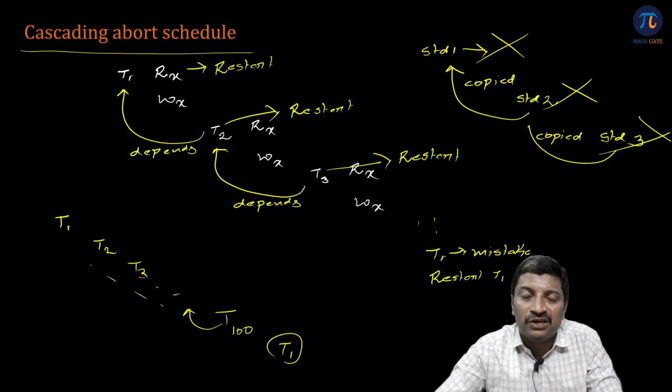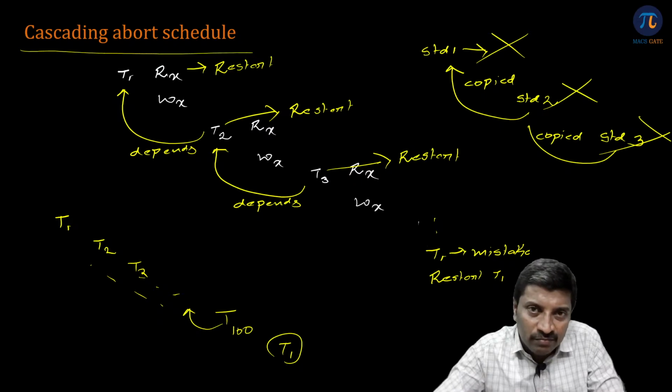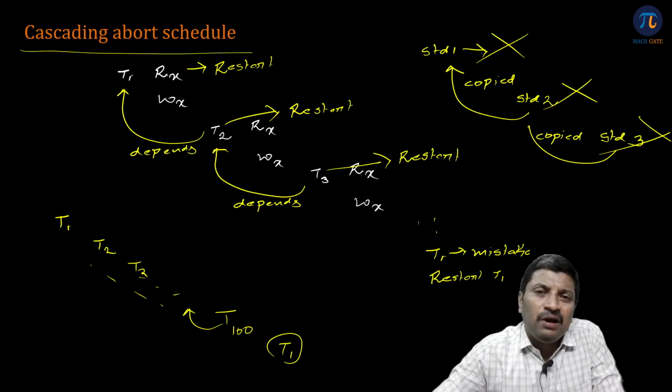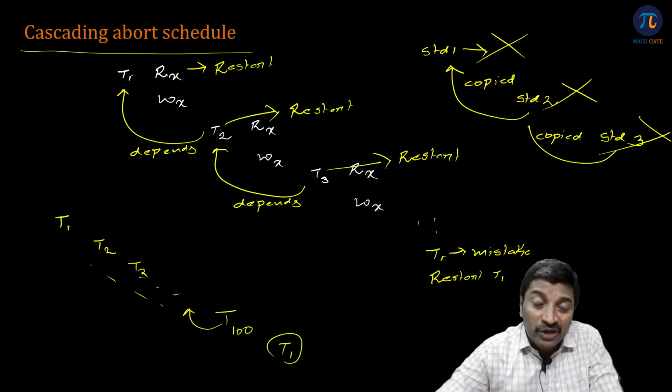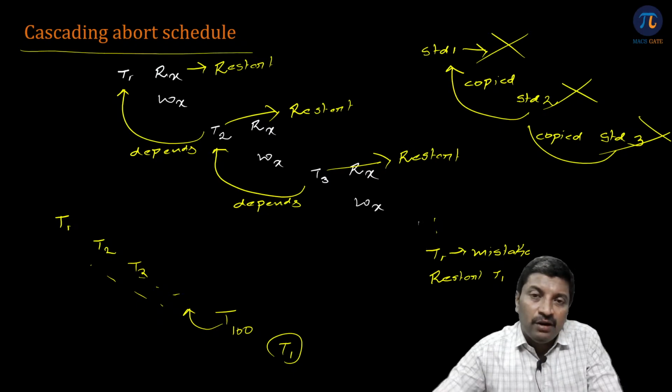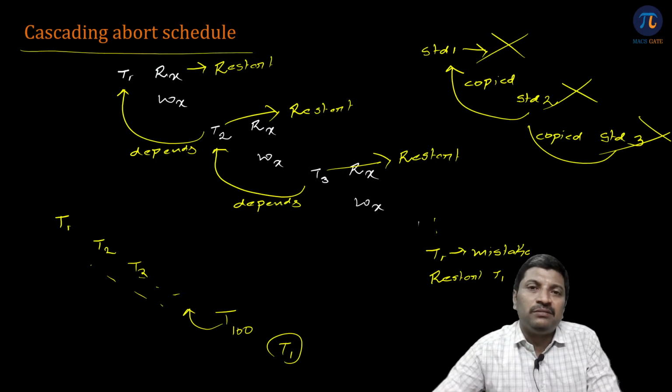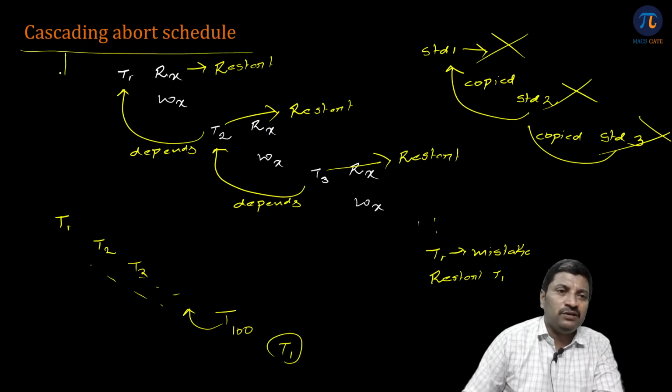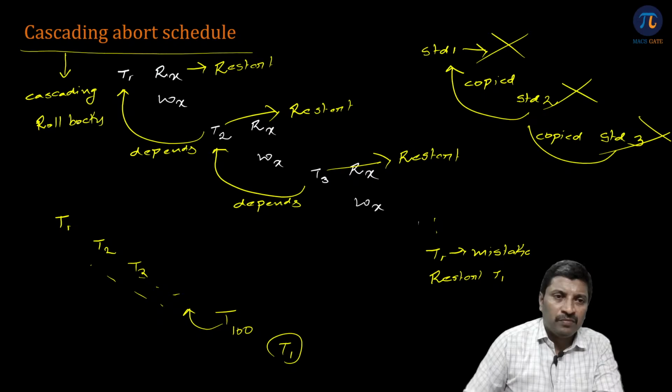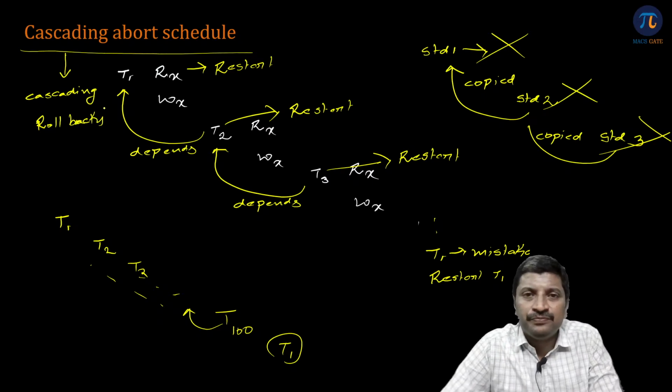So instead of restart, let us use the technical term rollback. Since there is a mistake or some failure in T1, it needs to be rolled back. Since T1 is rolled back and all the remaining are depending on it successively, they all need to be rolled back. That is called cascading rollbacks, or you can say a cascading abort schedule. Hope you understood it, right?